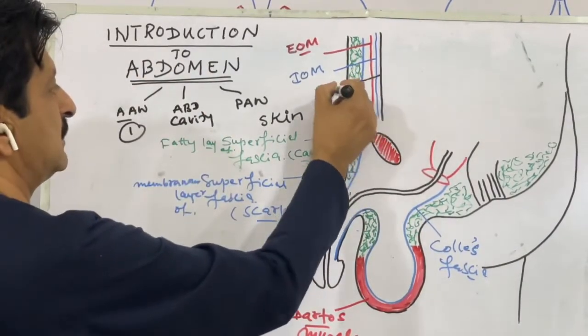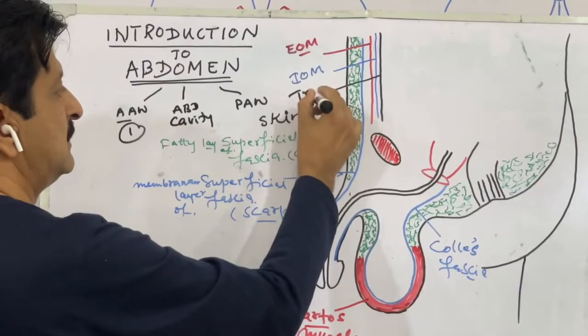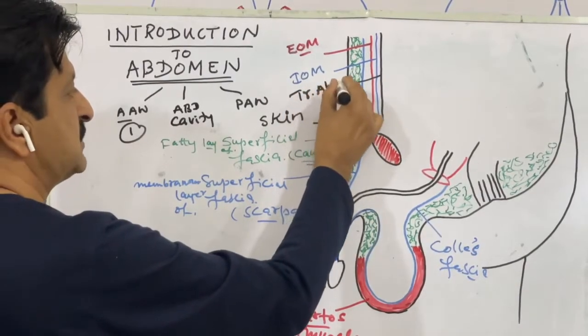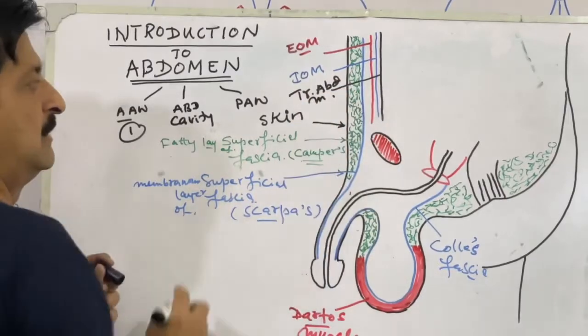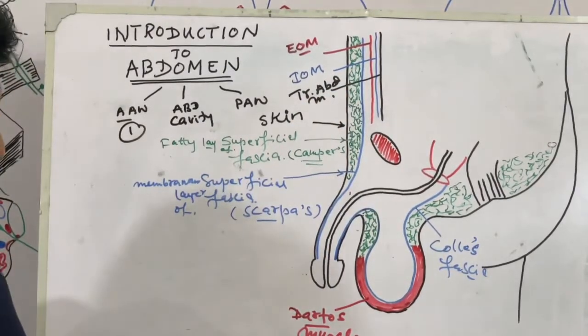This is the third muscle. This is called the transversus abdominis muscle. These are the three layers which you actually see here.